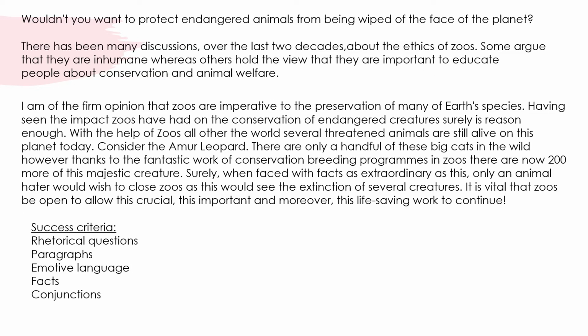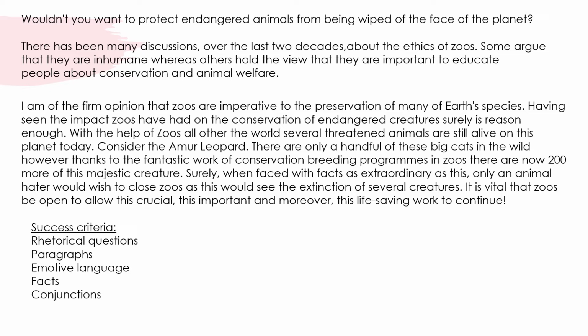So now we're going to have a chance to use my model to compare against the success criteria. Now the success criteria is in your packs. Rhetorical questions, paragraphs, emotive language, facts, and conjunctions. Now we know from our discussion of the features of persuasive writing, you could also challenge yourself to include alliteration as well as the power of 3. So let's hunt through my writing to see what I have met and what I could improve on.